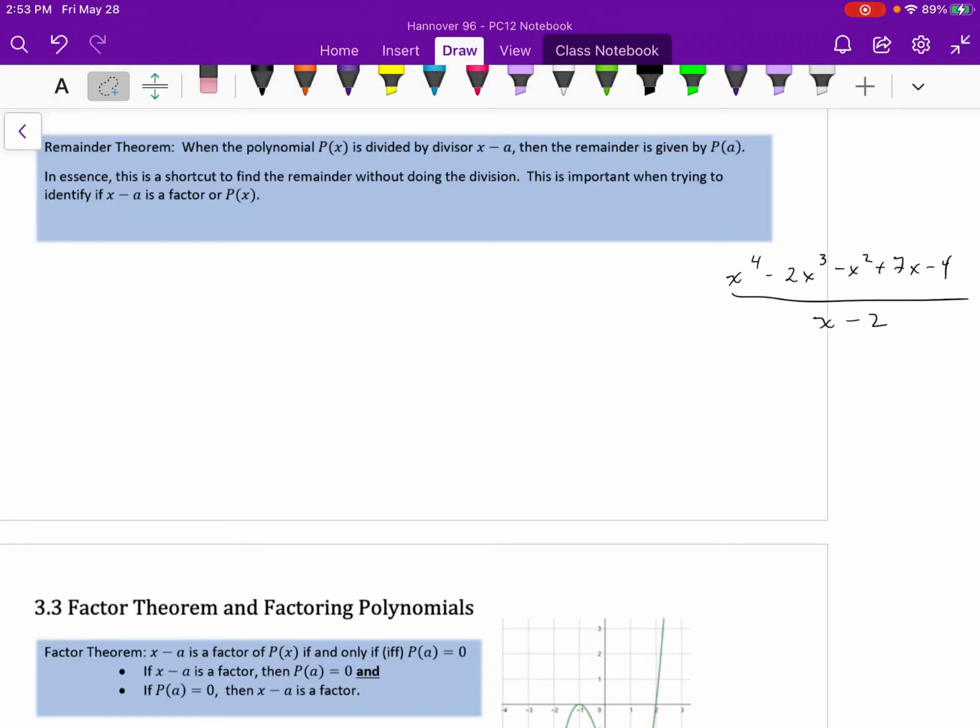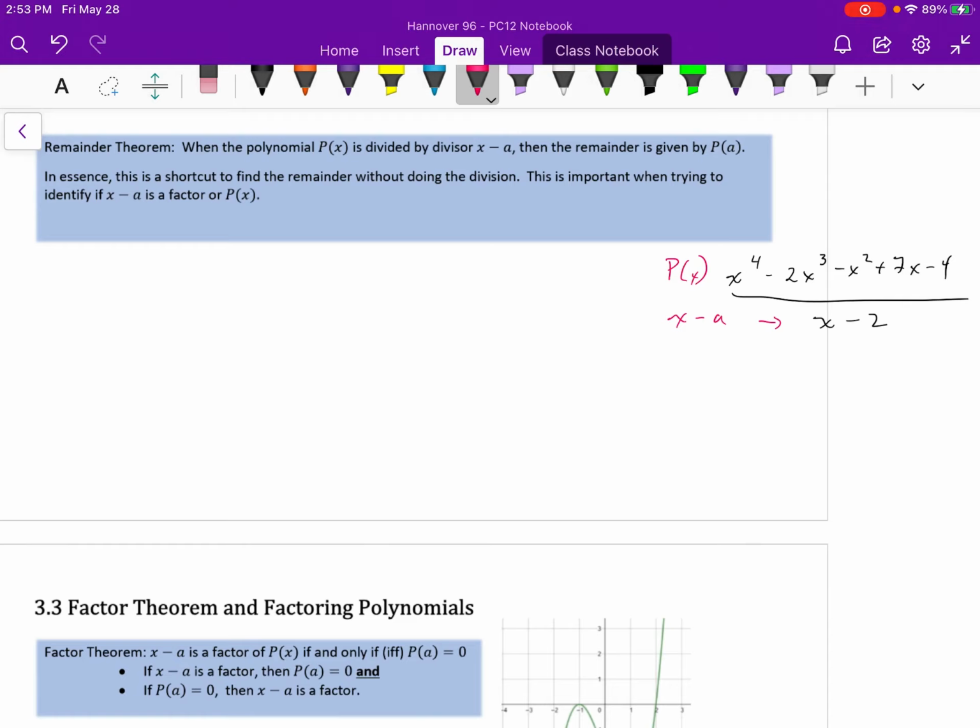Last but not least, we're going to be looking at the remainder theorem. When polynomial p of x is divided by my divisor, x minus a, the remainder is given by p of a. Now, here is my polynomial p of x. It's going to be my polynomial. And here's my divisor, x minus a.